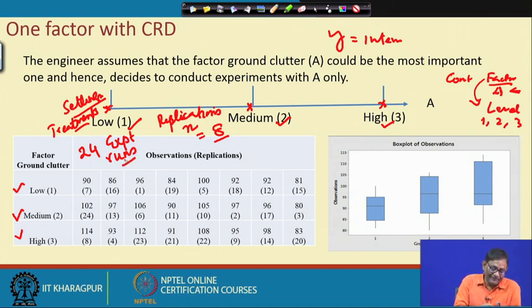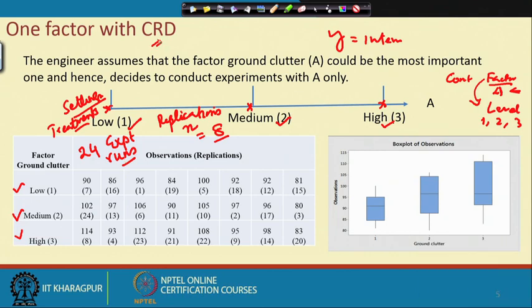So, it is complete because you have considered all the labels. And what is randomization here? You require 24 experiments to be conducted, at settings low, medium and high for ground clutter, or at the treatment low, medium and high, and 8 on each of the treatment levels.